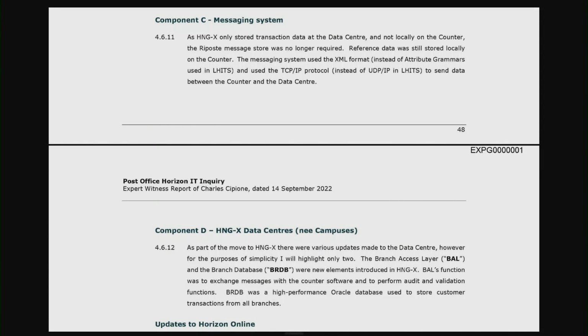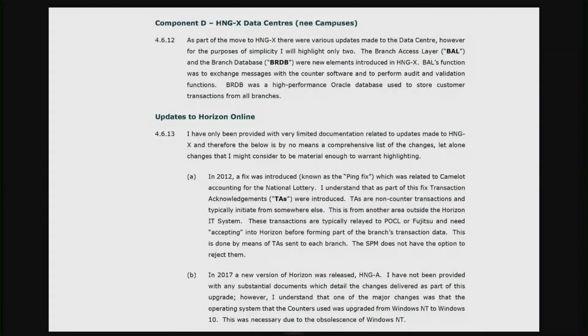And then lastly, in terms of the component parts of Horizon Online, component D, you say that there were various updates made to the data center. You highlight two, the branch access layer and the branch database being new elements introduced in Horizon Online. Can you just explain each of those, please?